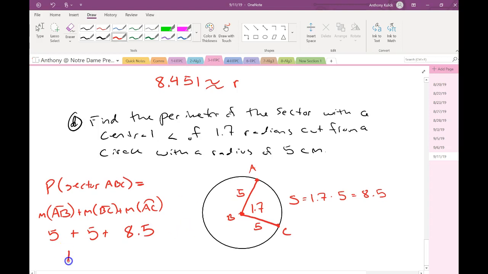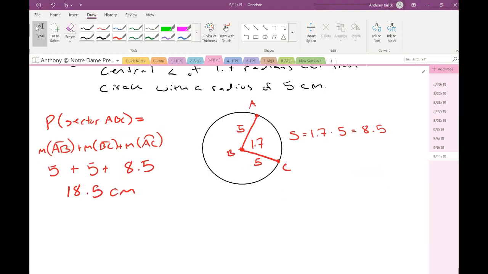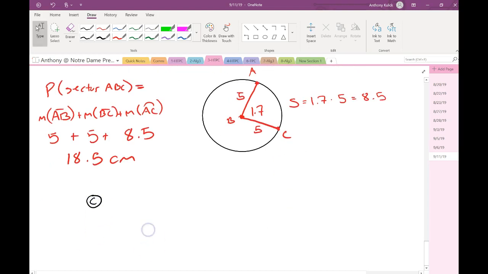So the perimeter then is 18.5, and I think we measured these things in centimeters, so this will be in centimeters. Everybody feel comfortable with this? Again, not too difficult. We had a little bit of additional vocab to unpack, but it basically just came down to really using that same formula again.